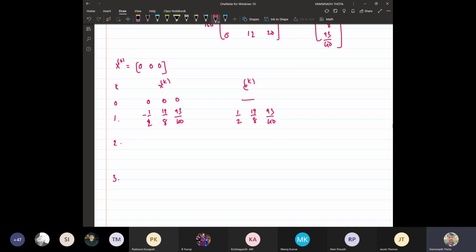Up to 3. Find it. And please give me the second approximate solution and the third approximate solution. What is the second approximate solution and what is the third approximate solution?